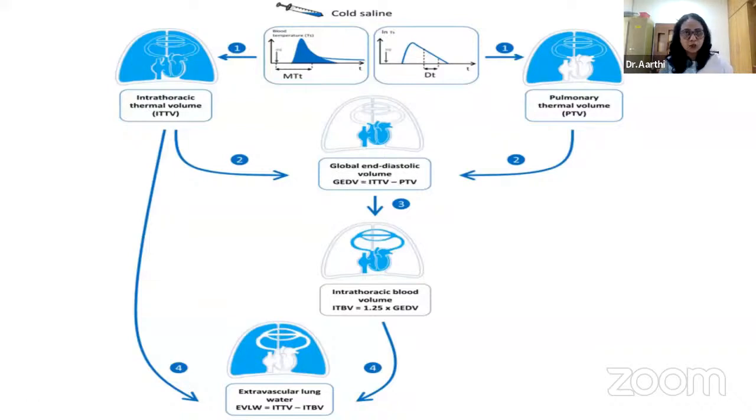Global end diastolic volume is the volume of blood remaining in the heart at the end of diastole, which predicts the preload. From there, one can calculate the intrathoracic blood volume. Once the intrathoracic blood volume is identified, extravascular lung volume can be derived from the above parameters. This extravascular lung volume is the volume present in the lung, in the pulmonary interstitium or alveoli, which predicts whether the individual will be more prone to pulmonary edema.